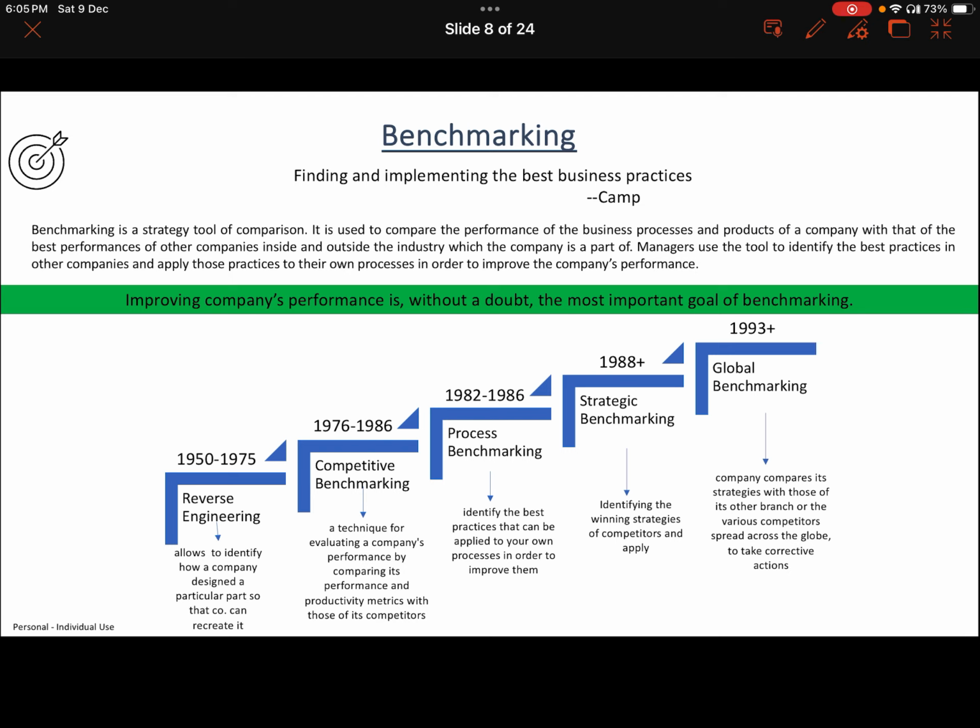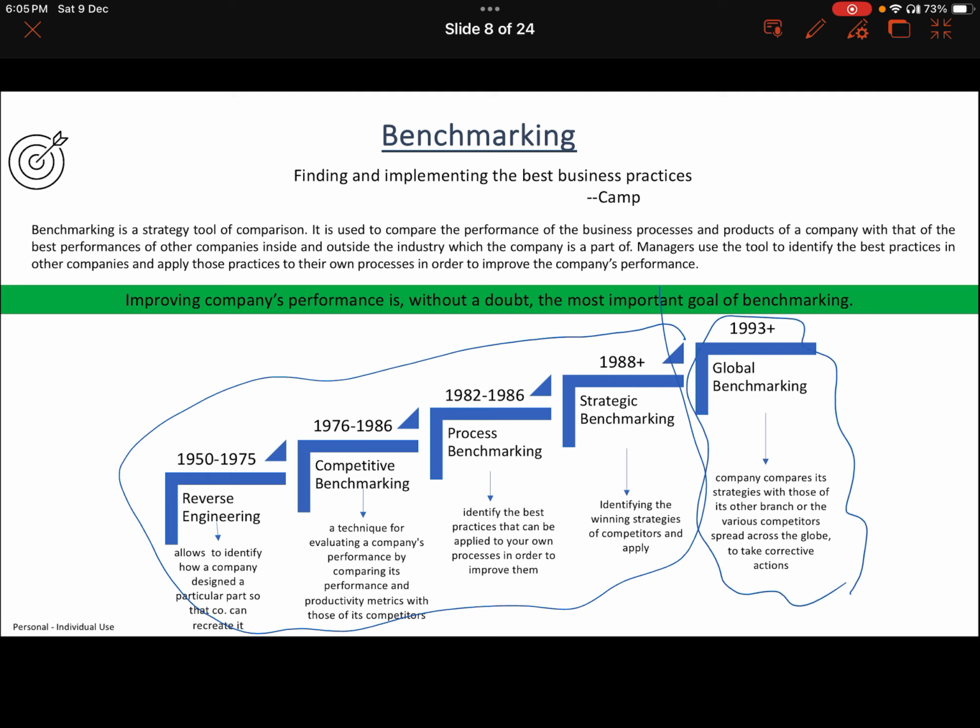Initially, it was restricted within a country, within a company, or with a small set of competitors, but now it is global benchmarking. You can take technology from one company, processes from another company, and strategies from another company. That company may not be within your country; it might be across the globe. So the whole scope is benchmarking yourself against various companies to get the best practices from companies across the globe.